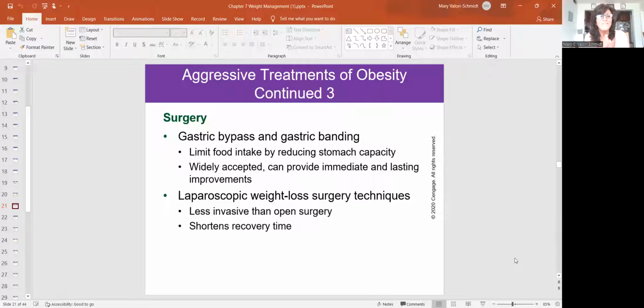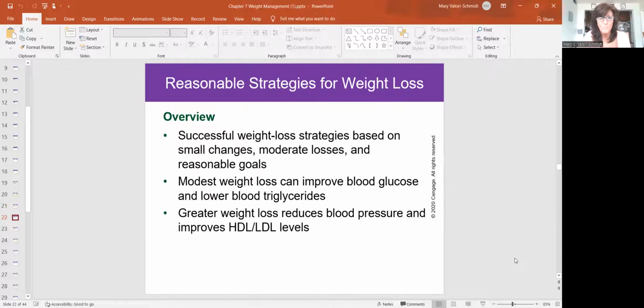There are also laparoscopic weight loss surgeries. Anything laparoscopic is always going to be less invasive than a regular open surgery. In other words, if I cut you open with a scalpel, that's an open procedure. If I make little puncture wounds, say in your abdomen, and put a laparoscope and some surgical tools in there, you only have those little puncture wounds, so your recovery time is much shorter and easier than with an open procedure, and that applies to any surgery.